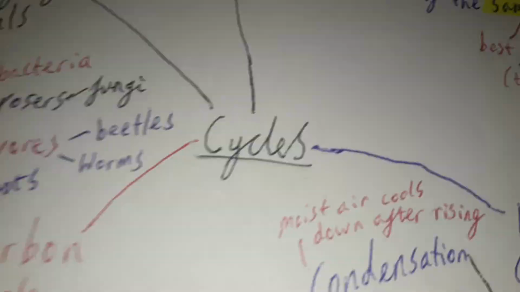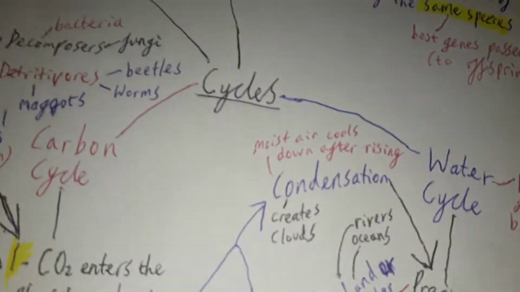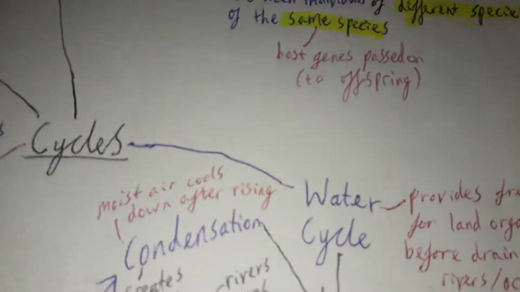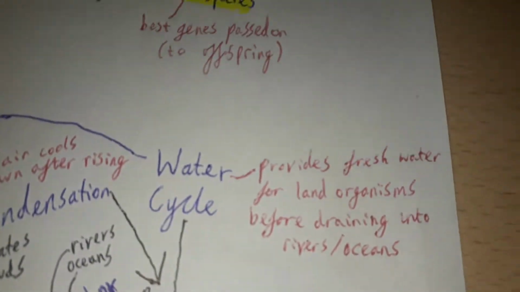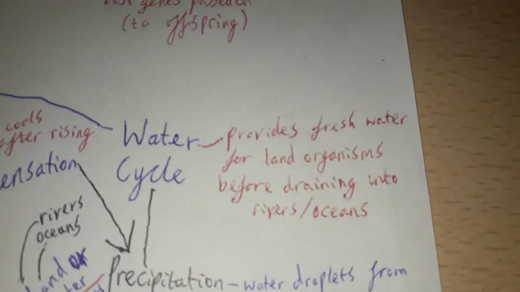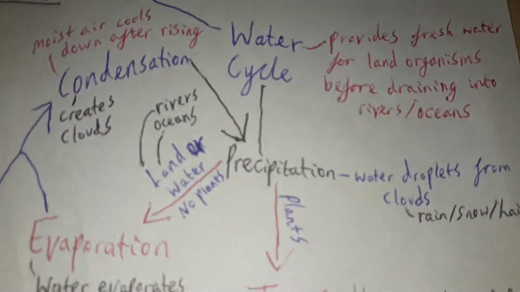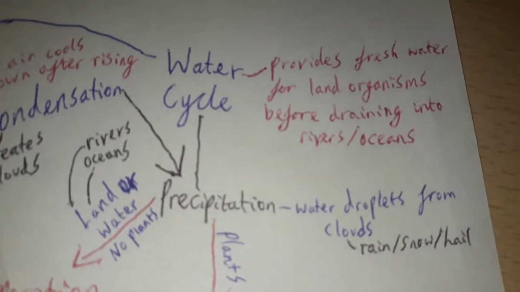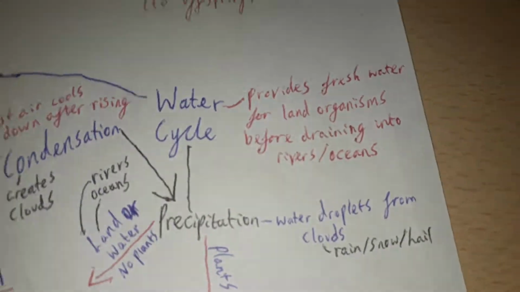Next, let's cycle around to cycles. There are two types of cycles, the water cycle and the carbon cycle. These are really complicated, but I'll try and keep it quick. The water cycle provides fresh water for land organisms before draining into the rivers and oceans. So let's begin. It all starts with precipitation, when water droplets from clouds fall as rain, snow, or hail.